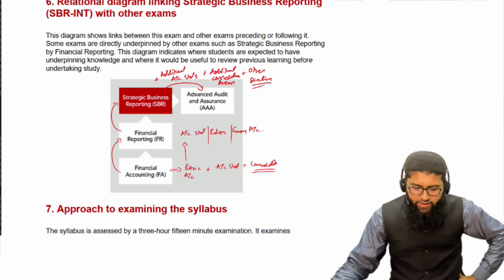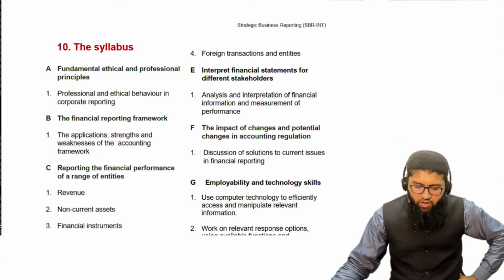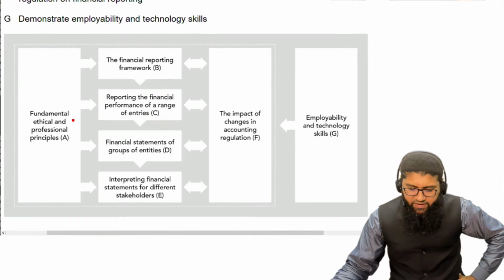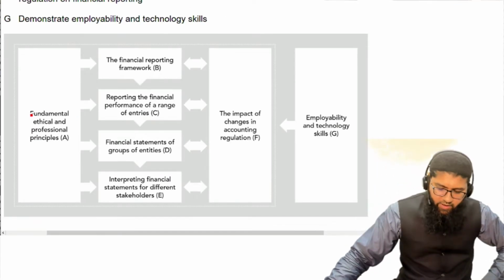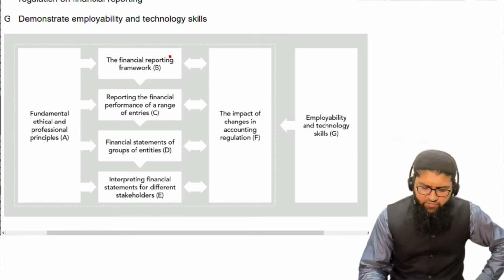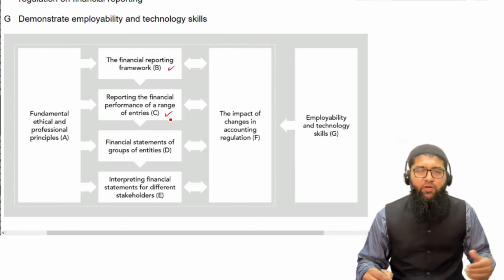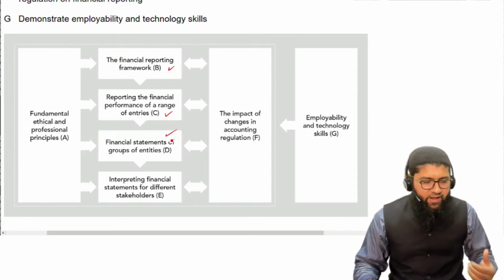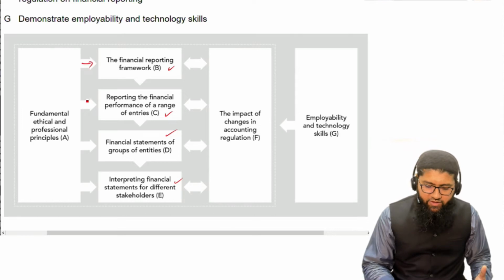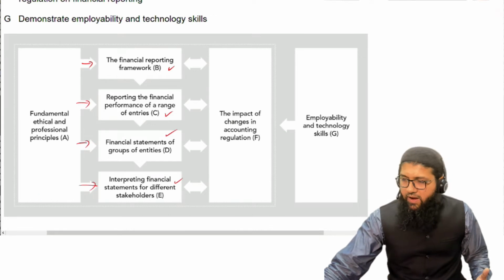Now I'm going to move a bit forward and discuss further about this syllabus. Let me give you a bit of guidance about the different syllabus areas. You could see that amongst the different syllabus areas, there's section A, which is fundamental ethical and professional principles, which is connected to the financial reporting framework, which is connected to reporting the financial performance of entities, which is connected to financial statements of group entities, which is connected to interpretation of financial statements. You see all of these connections.